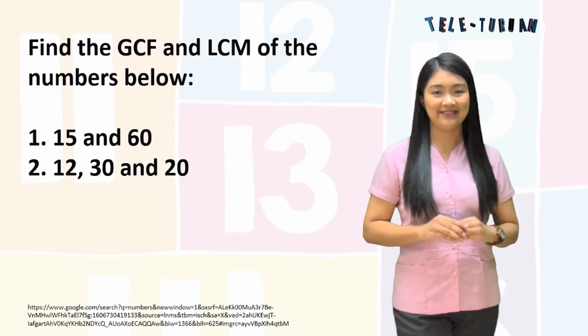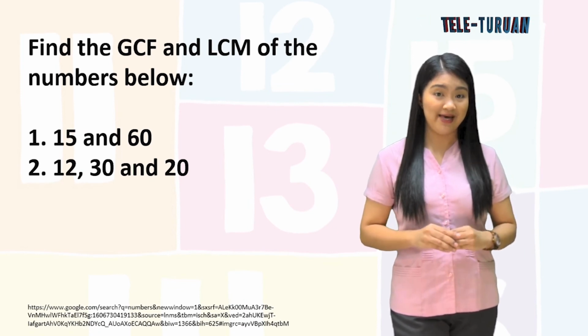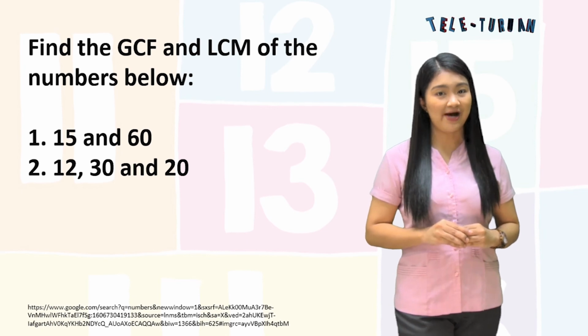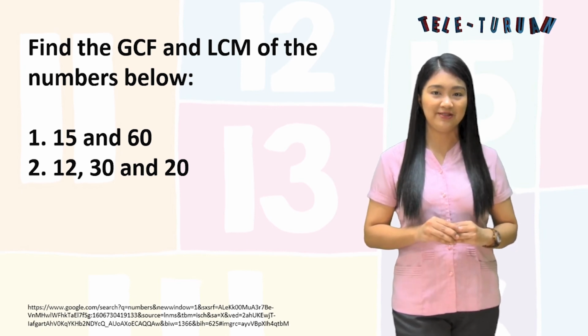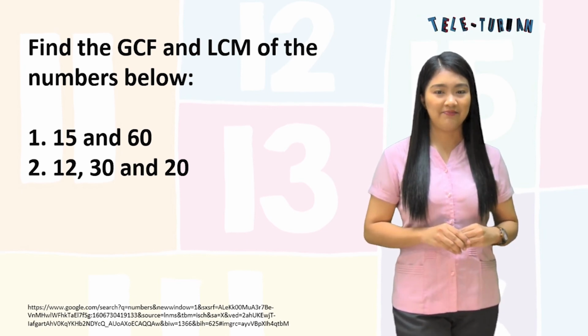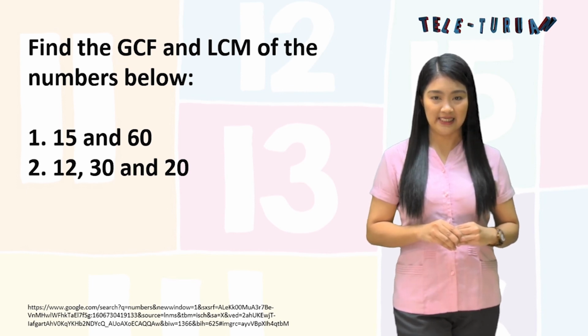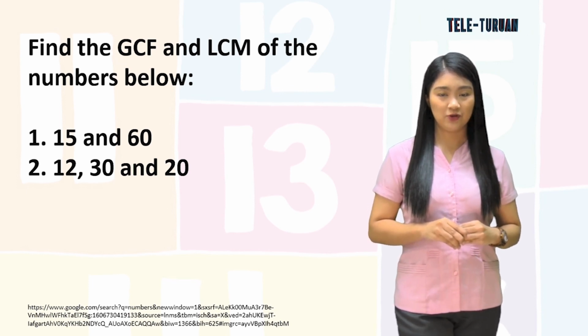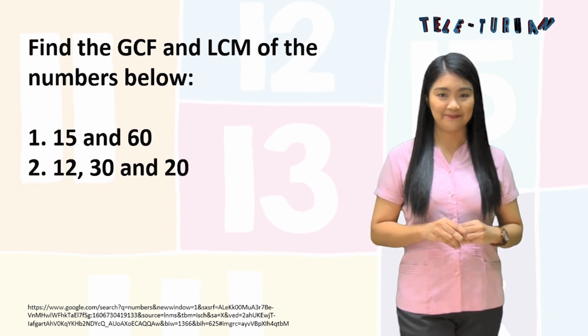Now, let us have an activity. Using any of the three methods, find the greatest common factor and the least common multiple of the numbers below. Number 1, 15 and 16. And number 2, 12, 30, and 20.